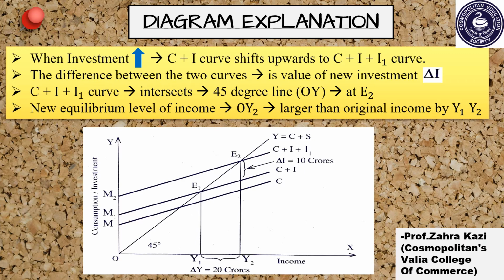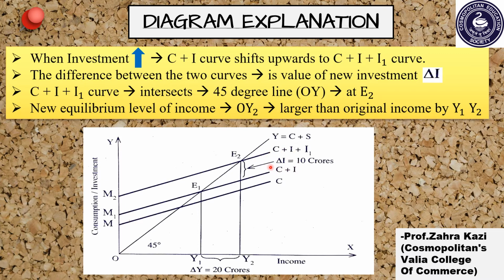Further in this diagram, whenever the investment increases, this C plus I curve will shift upwards. So it will shift from the C plus I curve to the C plus I1 curve. Now the difference between the two curves, can you see this gap here? The difference between the two curves is shown by the new investment. This new investment is nothing but delta I. Delta I means change in investment.